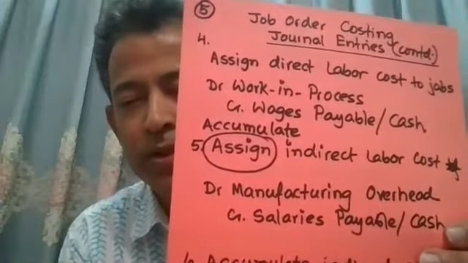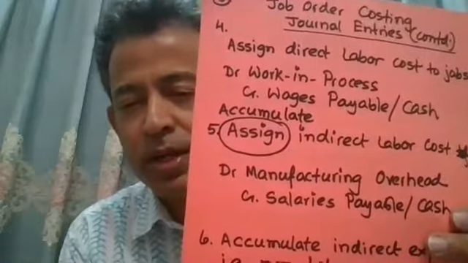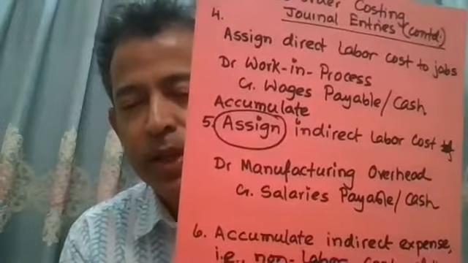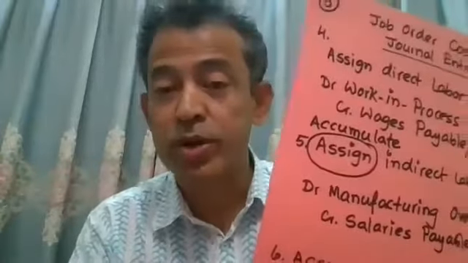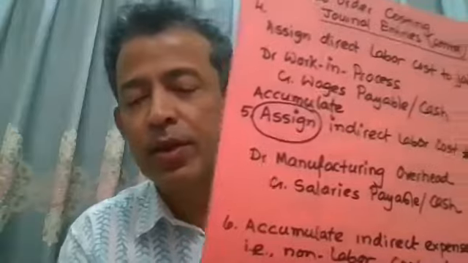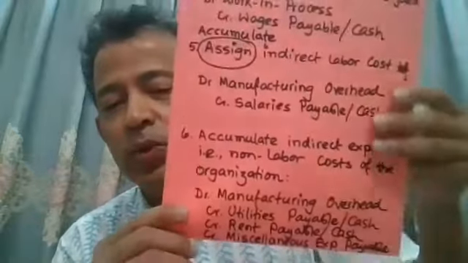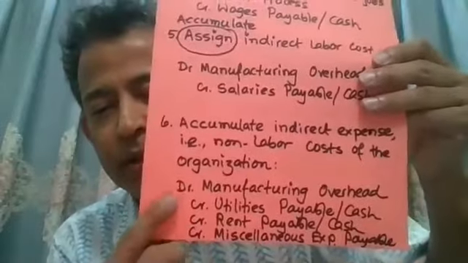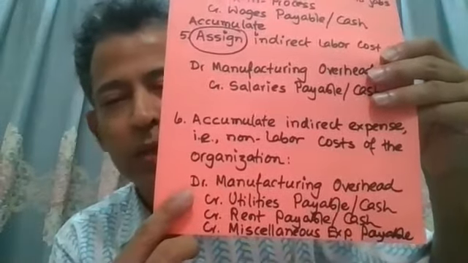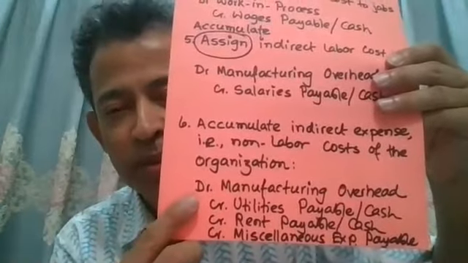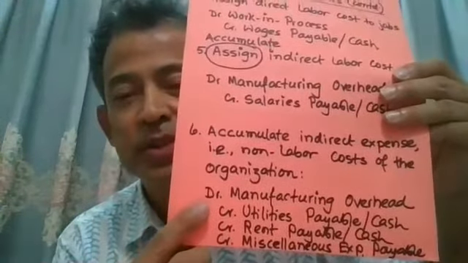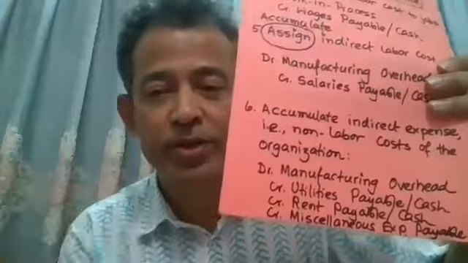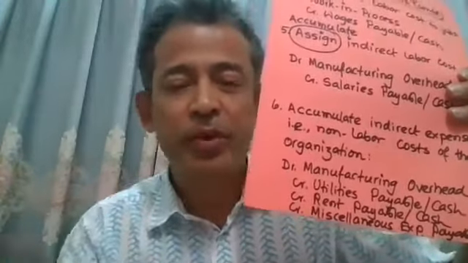So you can see here, accumulate indirect labor cost. The debit is manufacturing overhead. Credit is salaries payable or cash. Then accumulate indirect expenses. So not indirect labor. Remember, indirect material, indirect labor, and now indirect expenses like utilities, like water, like heating, like energy, gas. For all those indirect expenses, we debit manufacturing overhead. See here, debit manufacturing overhead, and credit utilities payable or cash, rent payable or cash, or miscellaneous expenses payable or cash. All right. It could also include depreciation of the manufacturing plant, of manufacturing facilities.